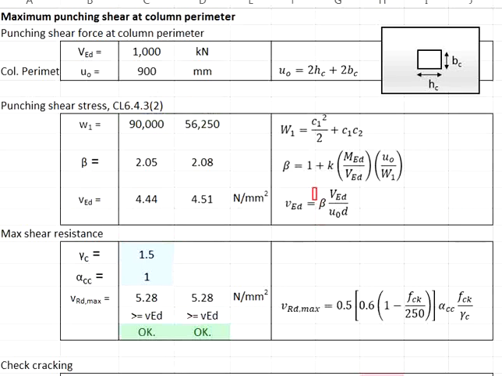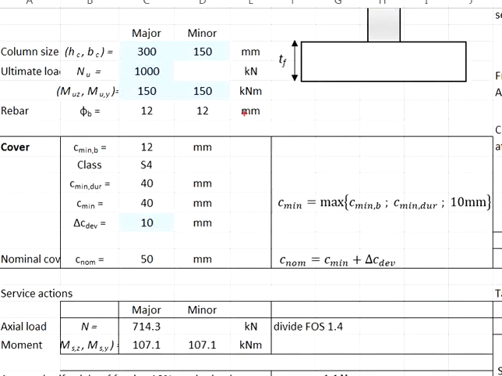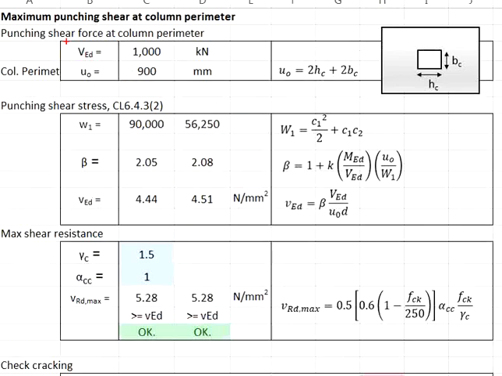Now we need to consider the influence of the moment onto the maximum punching shear. This is reflected by a factor beta. The formula of beta is given here. You need the design moment, which in this case we have moment in both axes. Each of them has 150 kN moment. You also need the VED, which in this case equals to 1000 kN. You have the U0, we calculated as 900 mm.